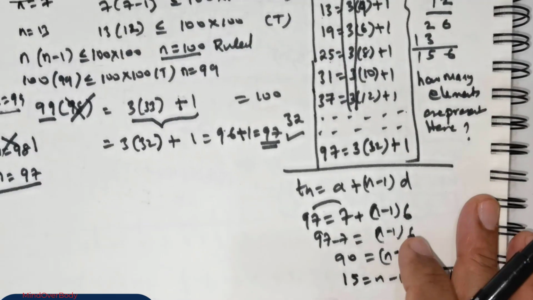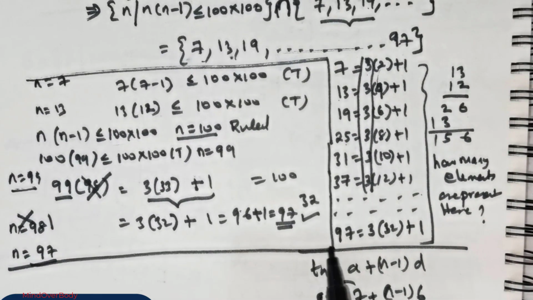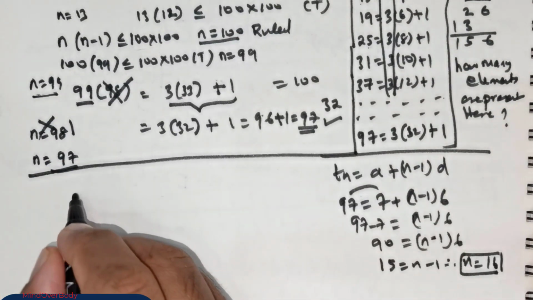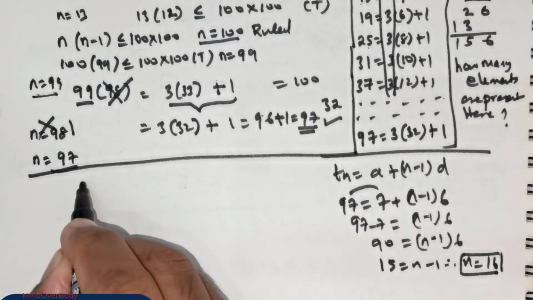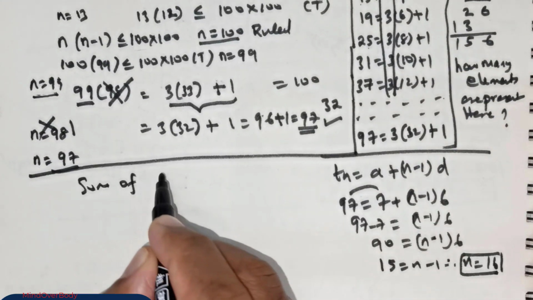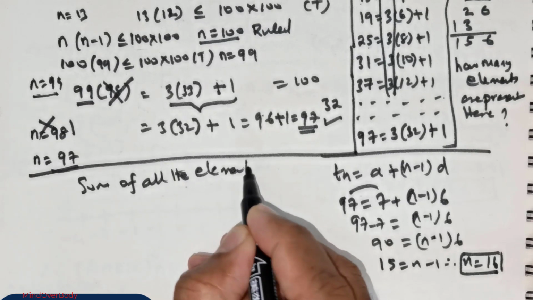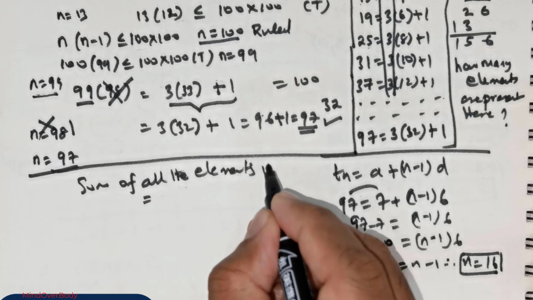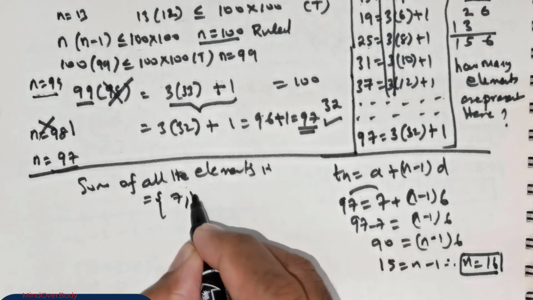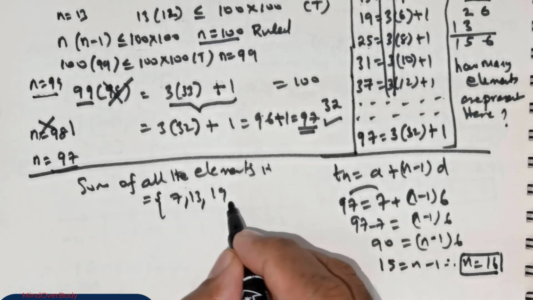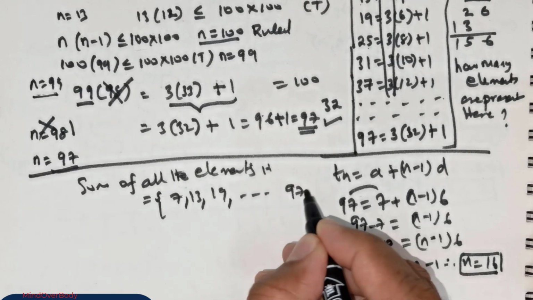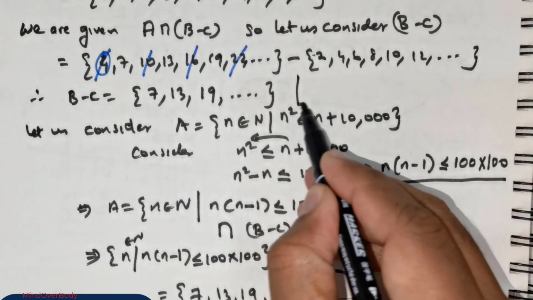Now you need to find the sum of the elements. So let me just use the space. We are expected to find the sum of all the elements in 7, 13, 19, etc. 97.